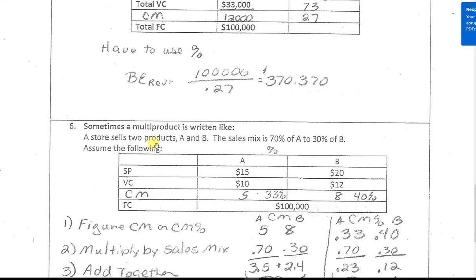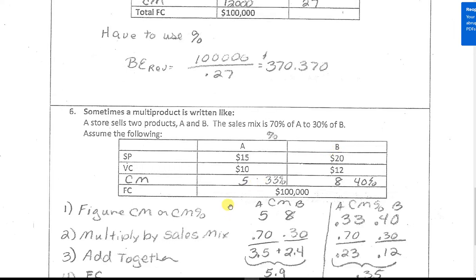Okay. The very last one in this handout is probably the hardest. So what if the store sells two products, A and B? They sell 70% of A and 30% of B. Okay, so what is my break even? So when I do that, I have to know and take into consideration the sales mix of 70-30 here.